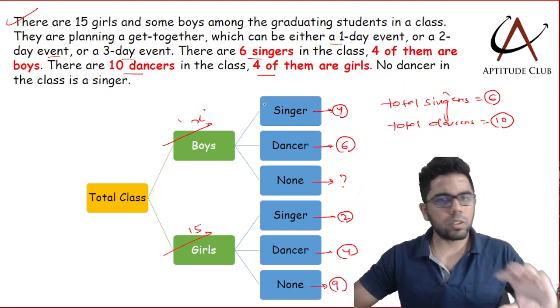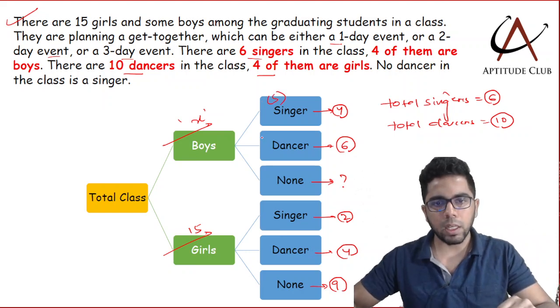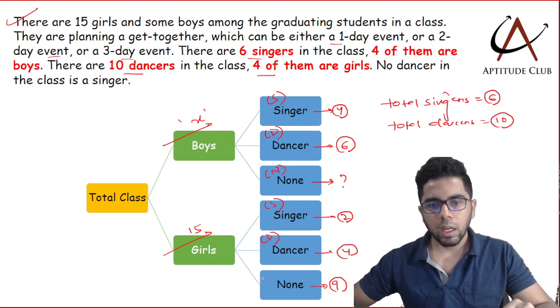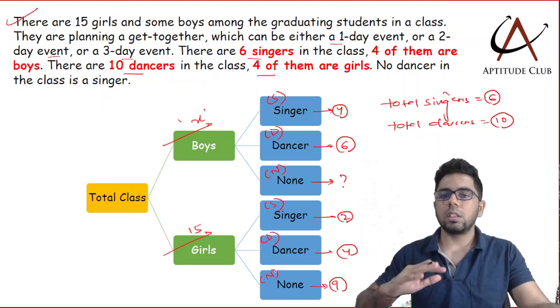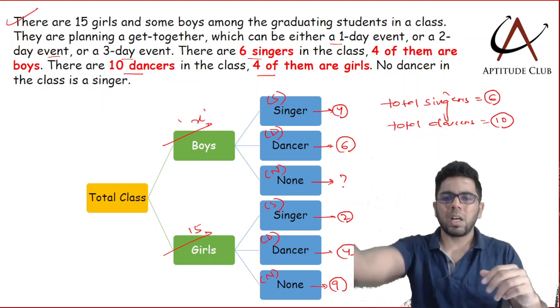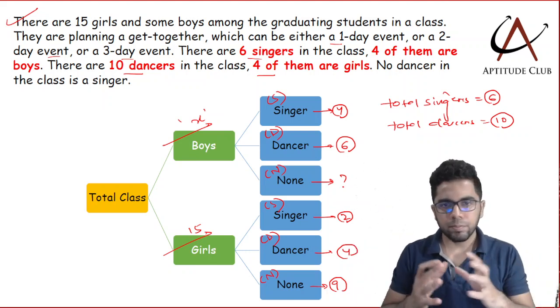So let us say for solution's sake, I'll represent singers by S, dancers by D, and none by N. Okay, singer S, dancer D, and none means people who are neither singers nor dancers, we will write N. Why keep writing singer and dancer again and again?